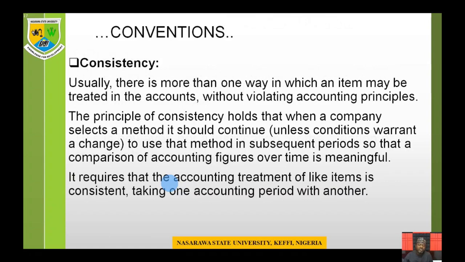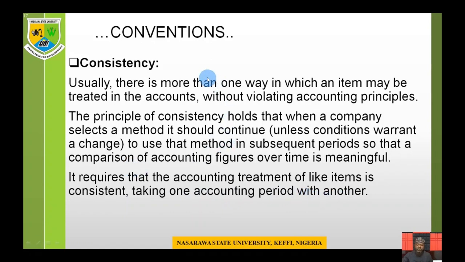The next convention is consistency. Usually, there is more than one way in which an item may be treated in the books of accounts without violating accounting principles. However, the consistency principle holds that when a company or a business concern selects a method, it should continue to use the method in subsequent accounting periods so that a comparison of accounting figures over time is meaningful. Now, this continuity should be done unless there are conditions that call for a particular change. It requires that the accounting treatment of like items is consistent, taking one accounting period with another.